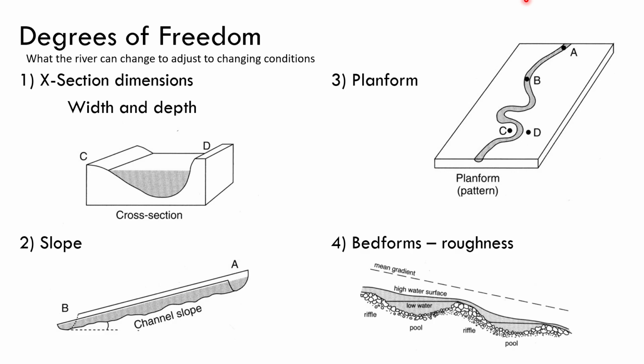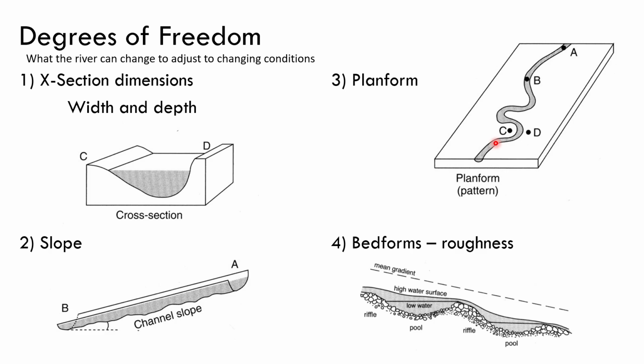The second degree of freedom is the channel slope. So how steep the channel is can lead us to look at aggradation versus erosion. The third degree of freedom is what we call the planform. So this is the shape that you would see if you looked down from the sky or on a map. And so this is whether it's straight or meandering or braided, lots of different types of channel planforms.